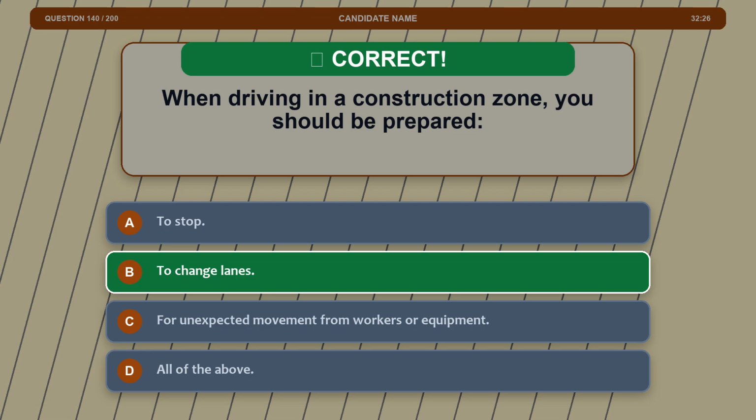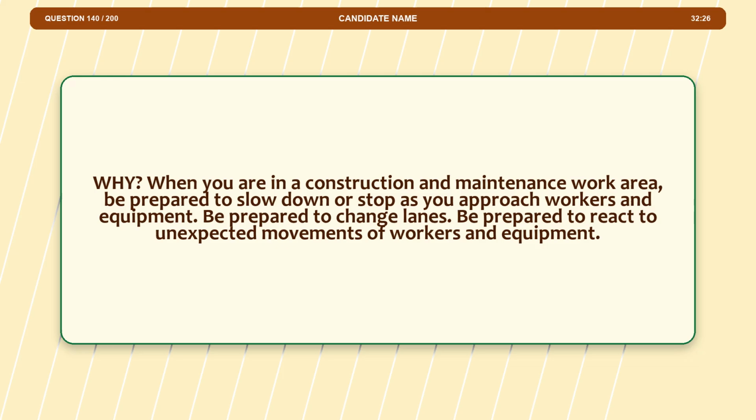The correct answer is option B. To change lanes. Explanation. When you are in a construction and maintenance work area, be prepared to slow down or stop as you approach workers and equipment. Be prepared to change lanes. Be prepared to react to unexpected movements of workers and equipment.